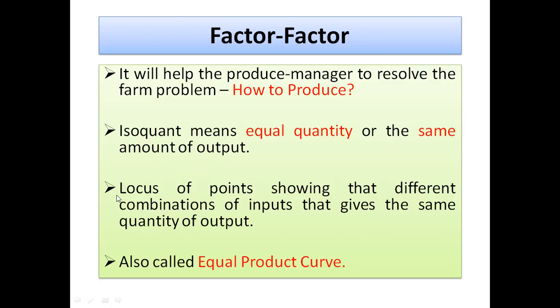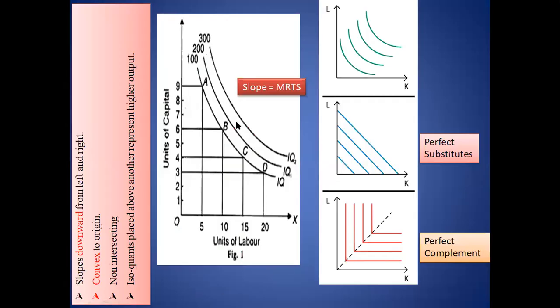Well, what is it? The locus of points showing different combinations of inputs that give the same quantity of output. Remember, different combinations of inputs that give the same quantity of output. That's why it is also called the equal product curve. Why equal product? Because your output here is the same. Okay, your inputs are of different combinations, but your output is the same. That's why it is the equal product curve. See, this is the isoquant, isoquant 1, isoquant 2.